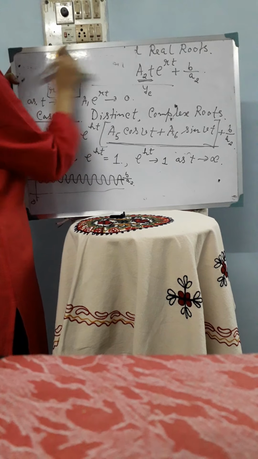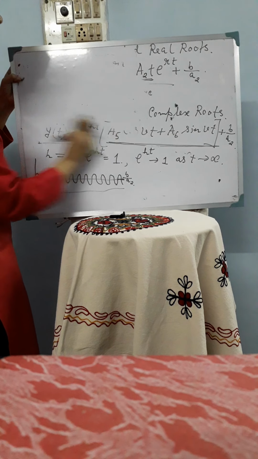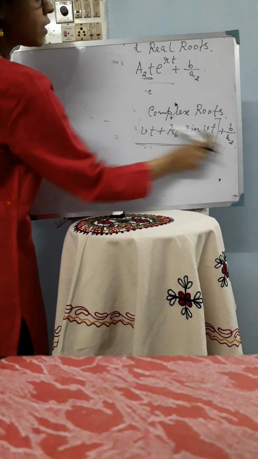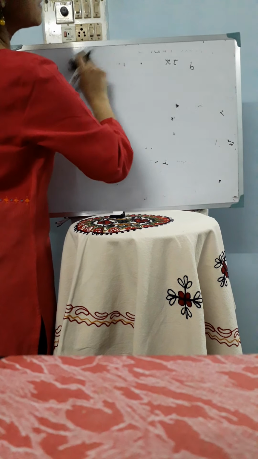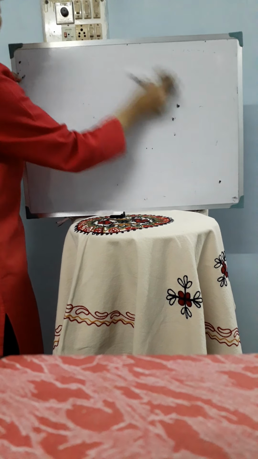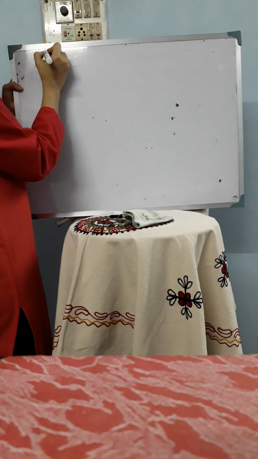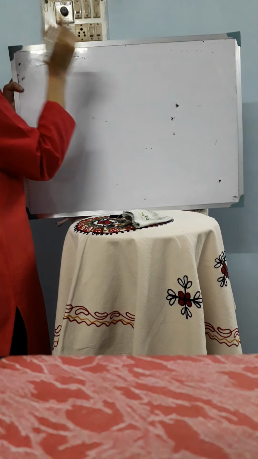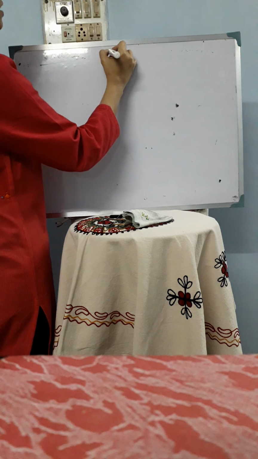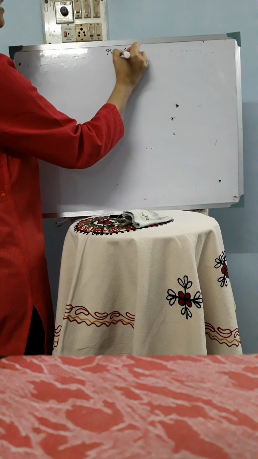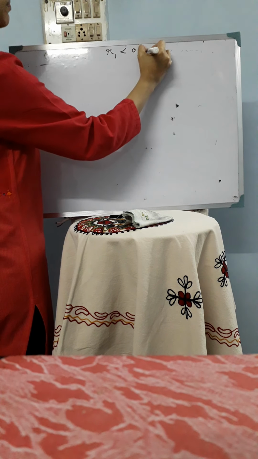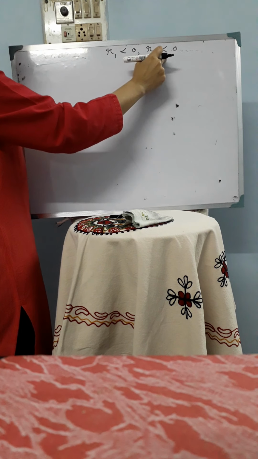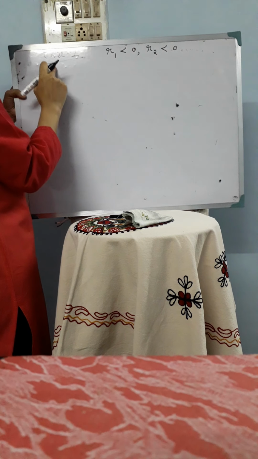Now if we summarize the conditions for stability of the equilibrium in the differential equation, we can write these cases. In case 1, what is the condition for dynamically stable equilibrium? The condition is that both the real roots should be negative. So both R1 and R2 should be negative. This is the condition for dynamic stability in case 1.